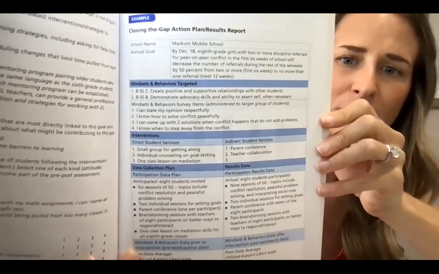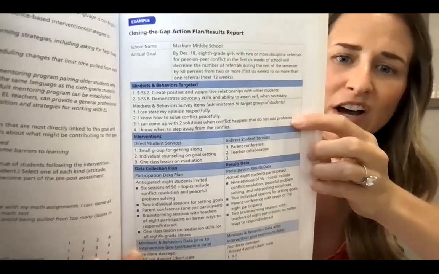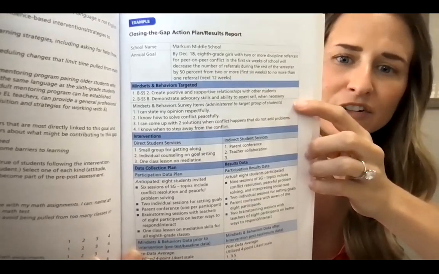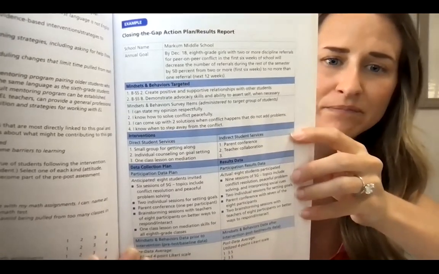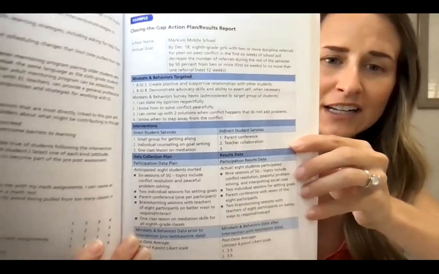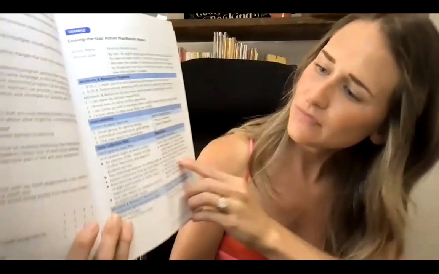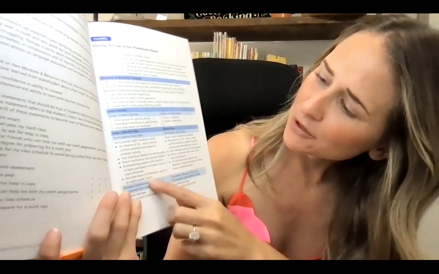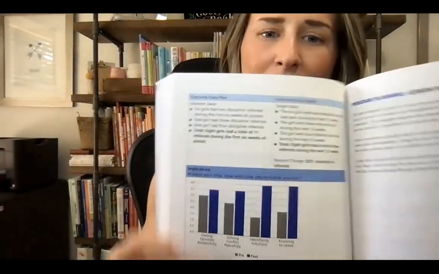This was the middle school. This is the one I read some of it to you, but they've got the annual goal there. Then they picked 2 mindsets and behaviors that aligned. They did that 4-question survey, super easy. They talked about the direct and indirect student services that they would provide to address that goal. Then you can see down here, they've got the participation data, how many students participated in what, the mindsets and behaviors data, that pre and post test, then that outcome data. Okay, so let's see what the outcomes were.